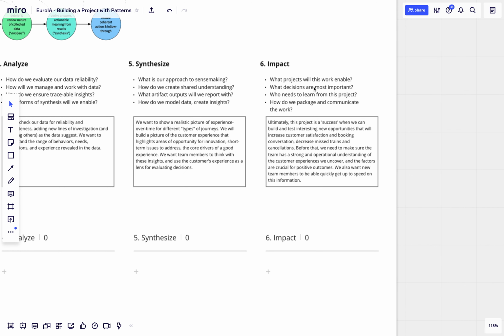In the impact phase, we might ask ourselves, what projects will the work enable? What decisions will we make that are most important? Who needs to learn from it? It's great if we learn from it, but is that the only team that's going to work off of this project? And how are we going to package and communicate that work so that it can be consumed and used well? So for this phase, take a look here.